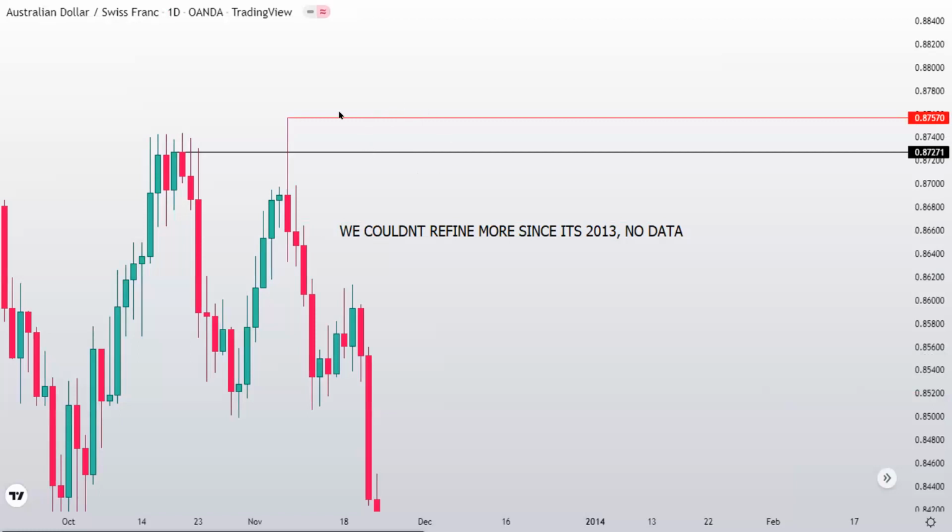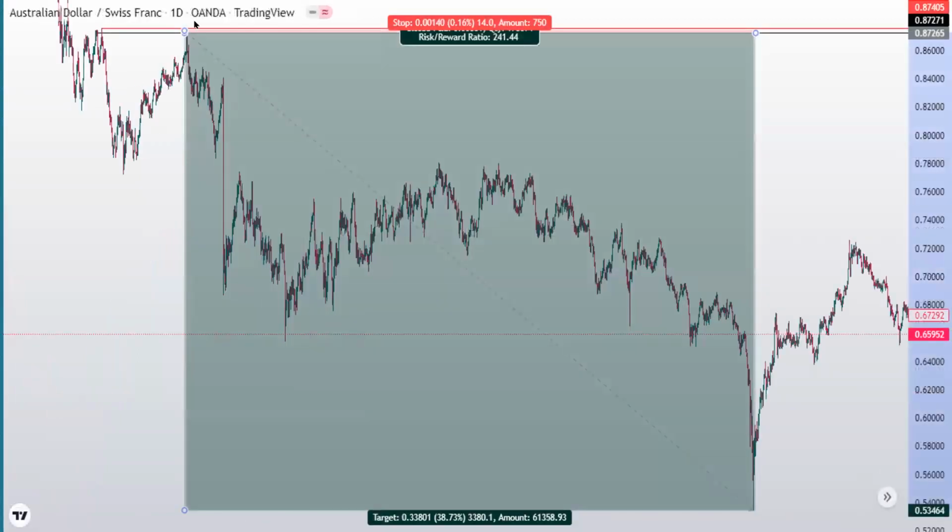So here I have this as my liquidity engineering based on reactive liquidity engineering. Later on, the market came, tapped into the entry point. As you can see, 14 pips, we are safe. The market went almost 3,380 pips.